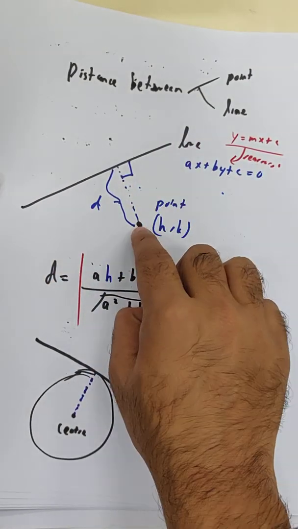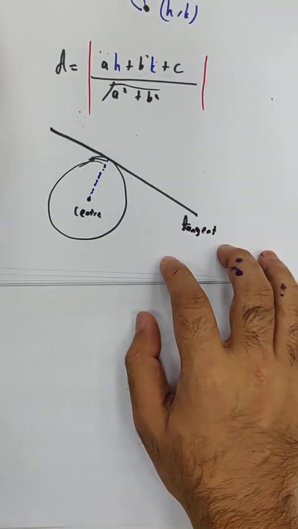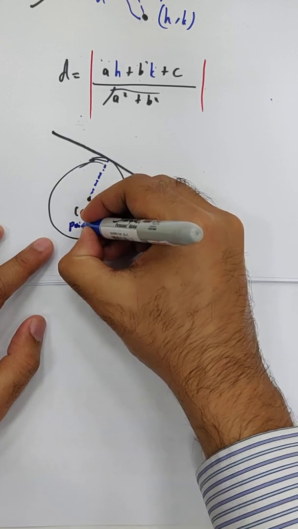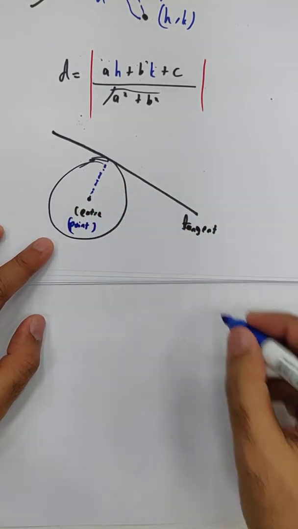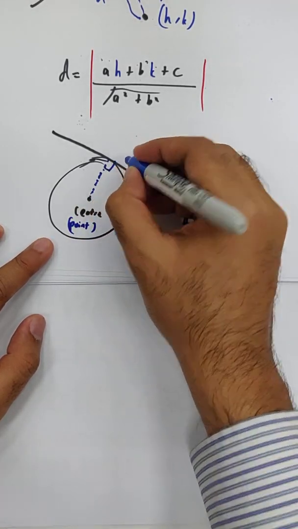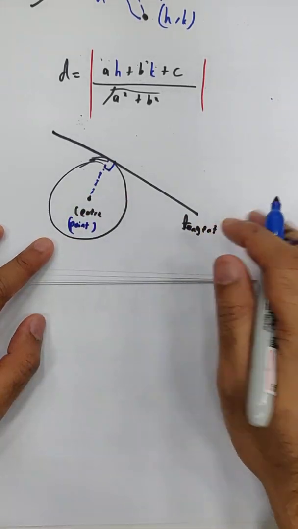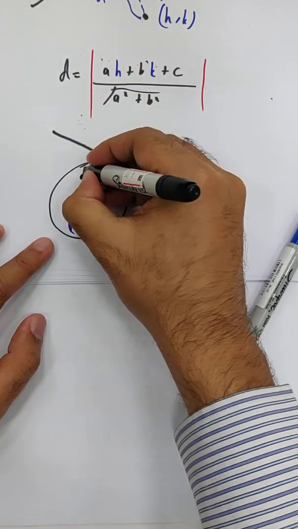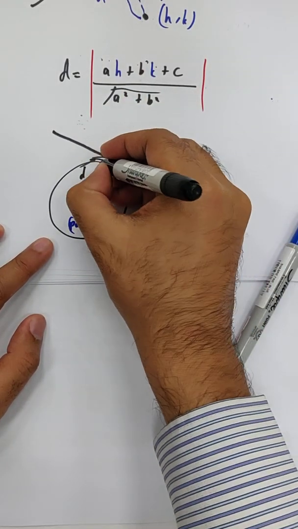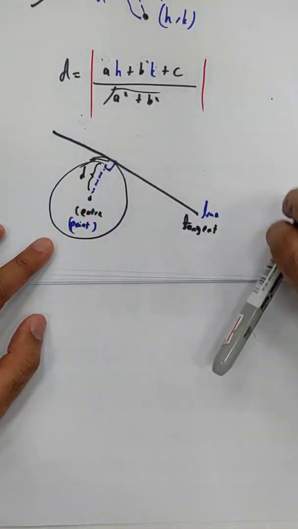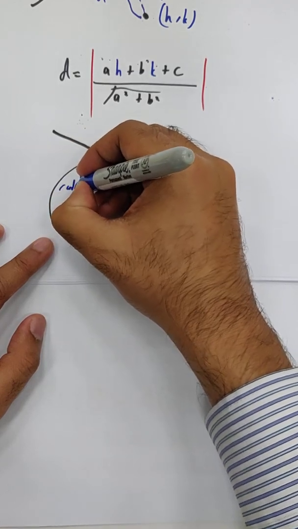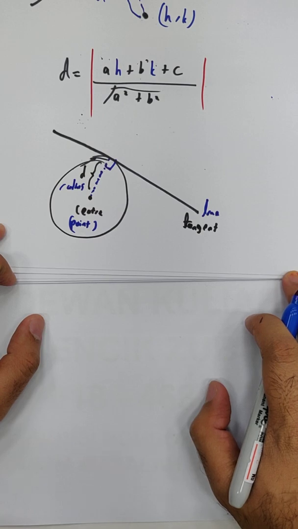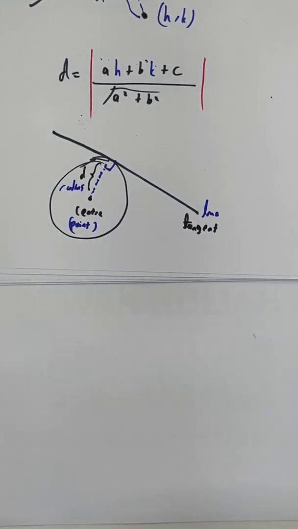If I got the line and a point and this distance, now the center becomes the point. Are you okay? Can you see the connection? So the tangent is 90 degrees. Our tangent now becomes the line, and our distance here now becomes what? Our distance here becomes the radius. So we are trying to apply this part.